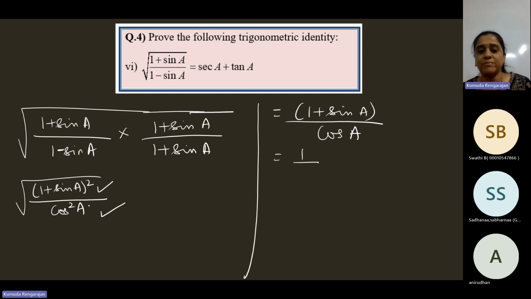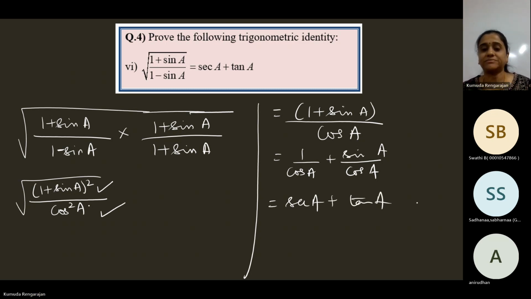Now there's nothing but 1 by cos A plus sin A by cos A. So 1 by cos A is secant A, and sin A by cos A is tan A.